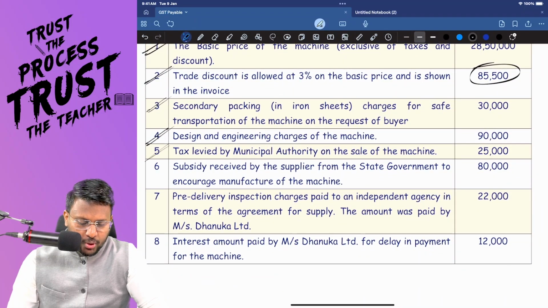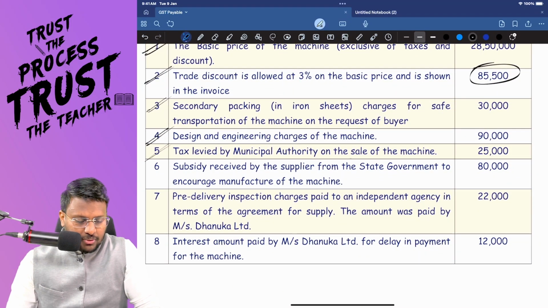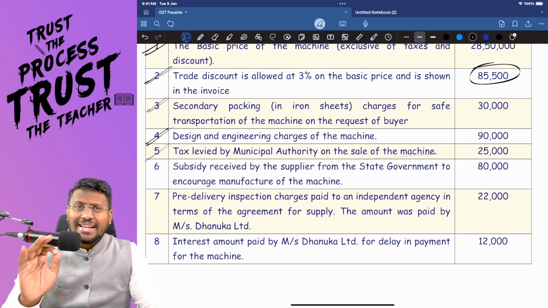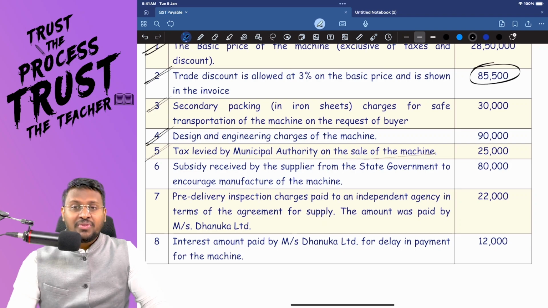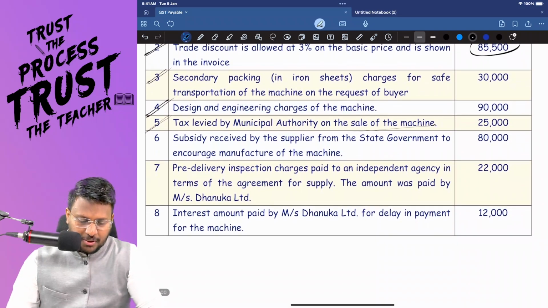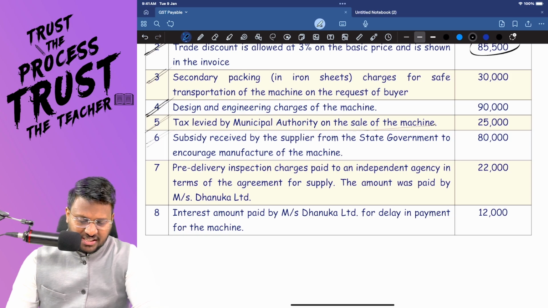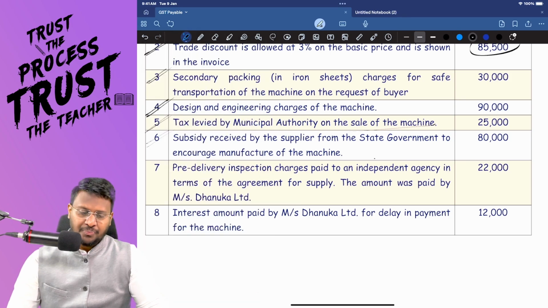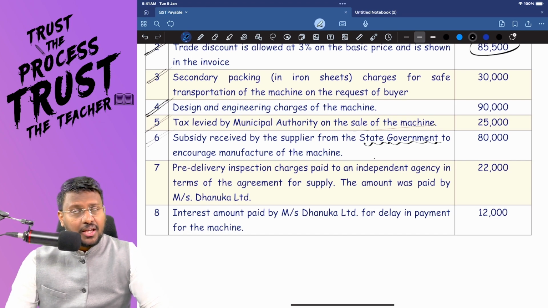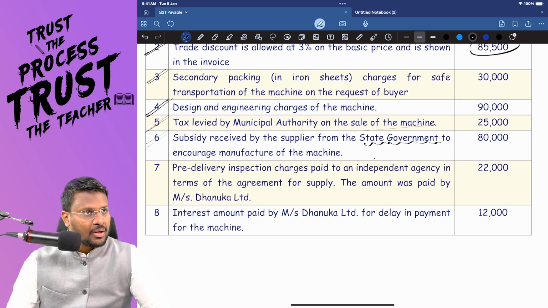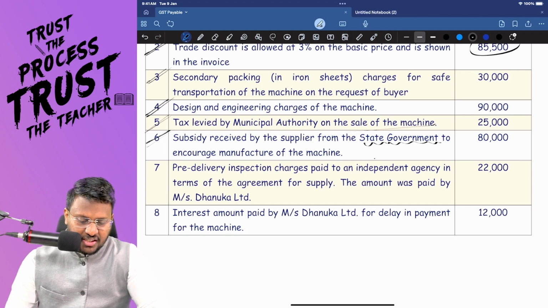Tax levied by the municipal authority on the sale of the machine: as we all know, any taxes other than GST should be included in the value of supply. So that 25,000 should be included in the value of supply. Subsidy received by the supplier from the state government to encourage manufacture of the machine. This subsidy has been received from the state government. So subsidy other than government subsidy should be included in the value of consideration. So this 80,000 is a subsidy received from the state government.